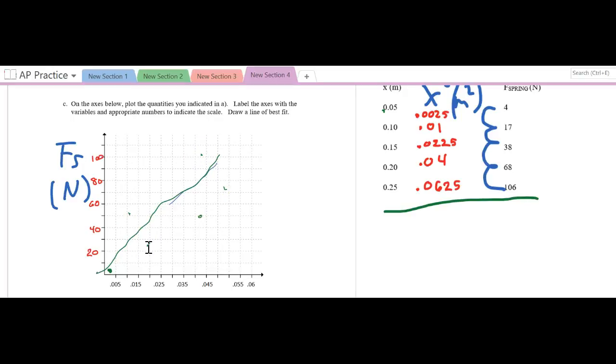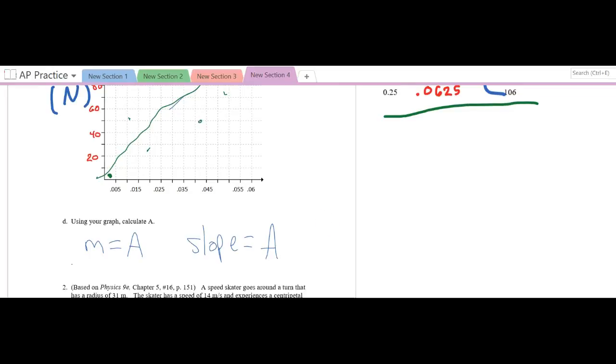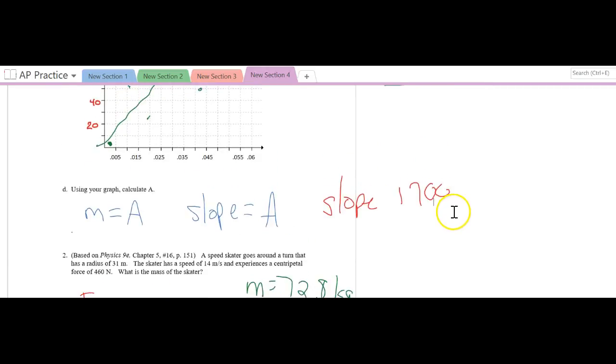When you calculate the slope, you would pick two locations, so a rise and a run, and solve your slope. From this, we said m equals a, and slope is m, so that would be a. If you do this one correctly, you should get around 1700 roughly. The slope should be roughly 1700. When I calculated it with someone, I got 1600. So it's pretty close to that, but it should be a large number.